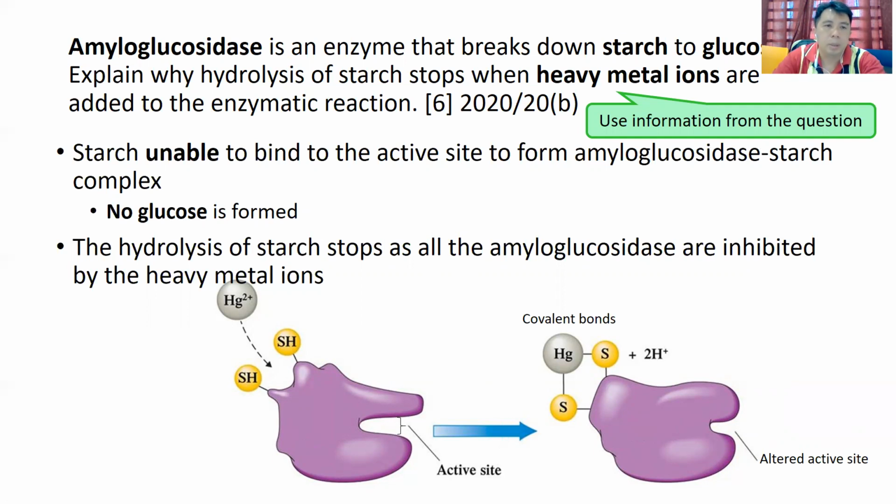All right. So the hydrolysis of starch stops as all the aminoglucosidases are inhibited by the heavy metal ions. Covalent bond is very strong. It's a strong bond. So it's tight. The irreversible inhibitor binds tightly to the enzyme, or the aminoglucosidase in this question.